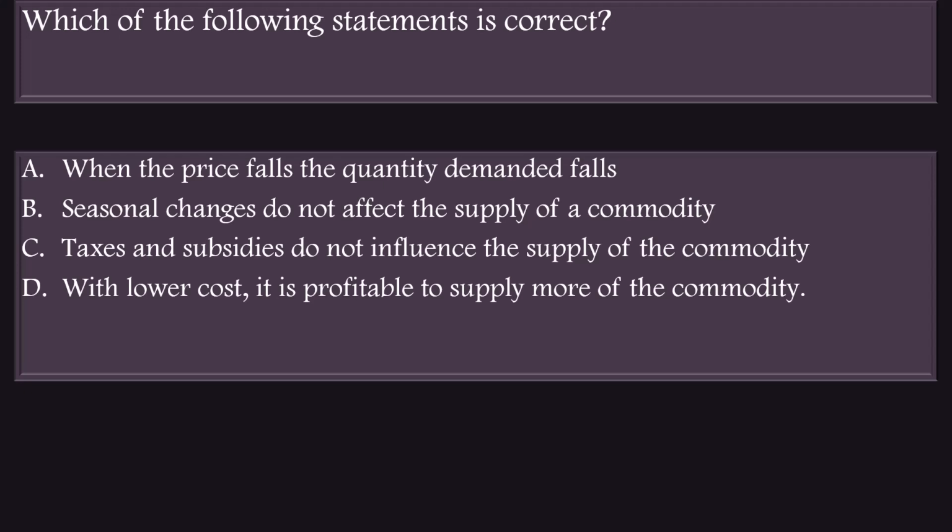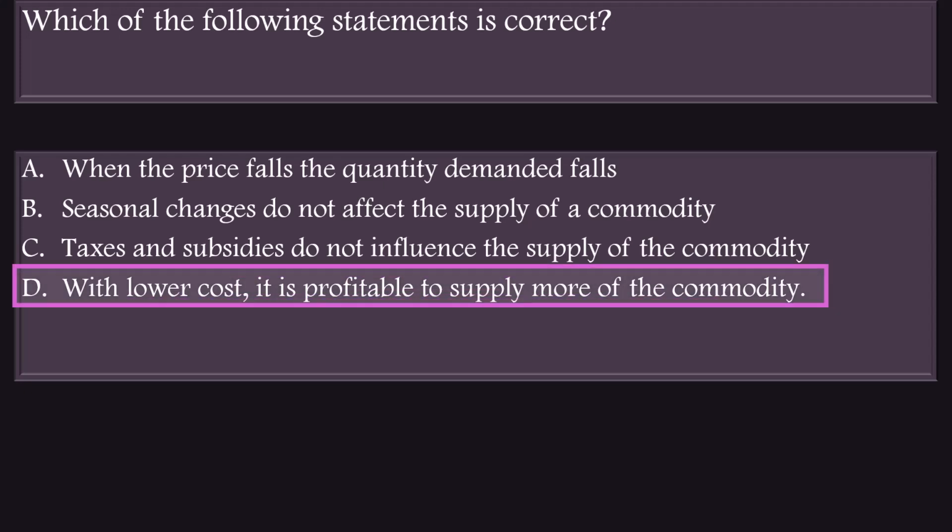There is a fair chance for the producer to supply more and earn more profit with a fall in the cost of production. The correct statement is option D. It is the right answer.